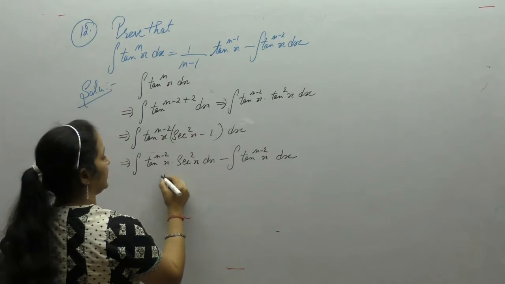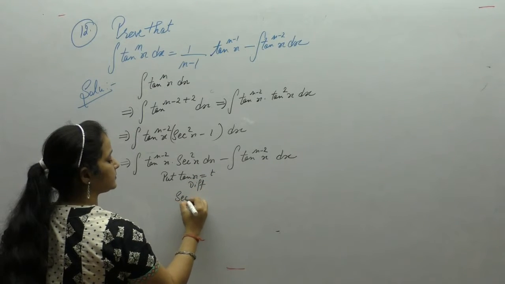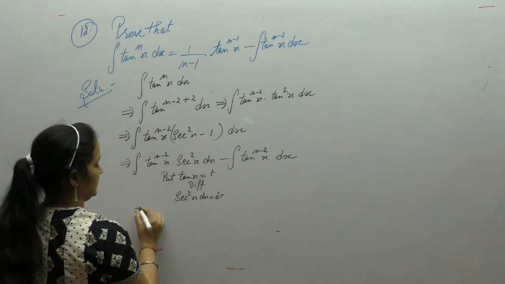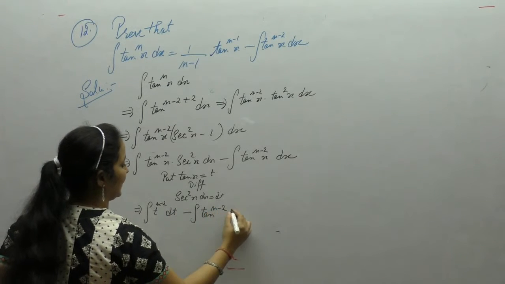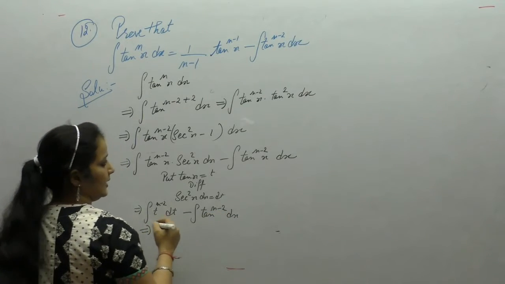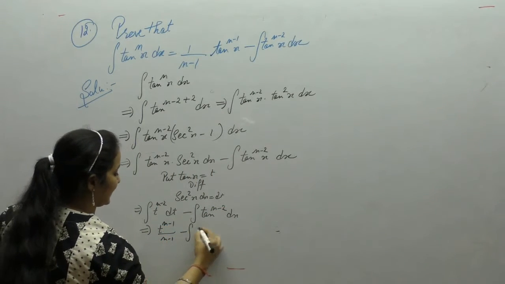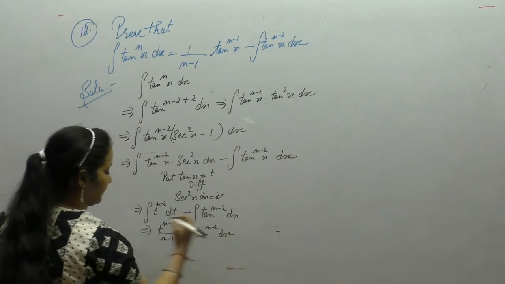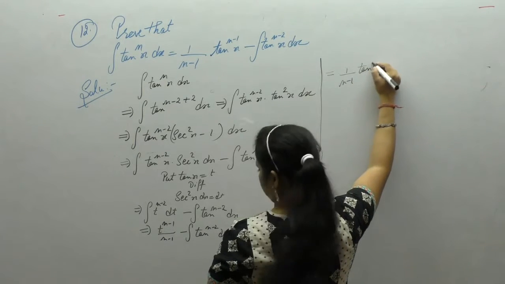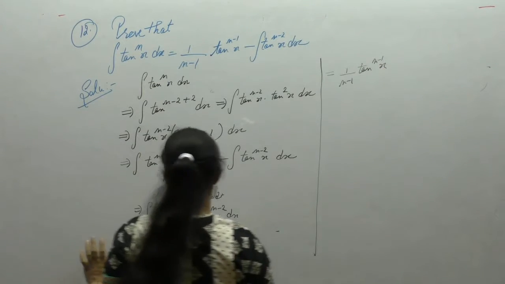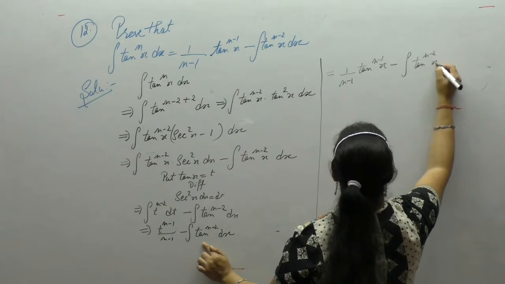Here we put tan x as t, derivative of tan is sec square x dx as dt, t power n minus 2 dt, and this will remain as it is, tan n minus 2. Apply the power rule here, n minus 2 plus 1, n minus 1. And this integral is written the same. What is the t here? T is tan x, 1 upon n minus 1, tan n minus 1x minus integral of tan n minus 2x dx.